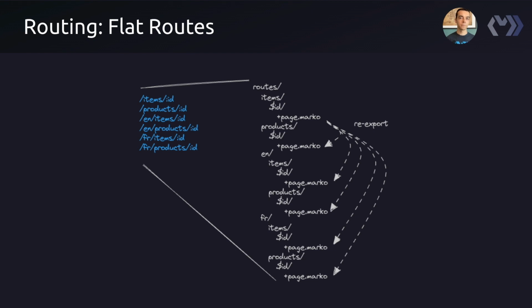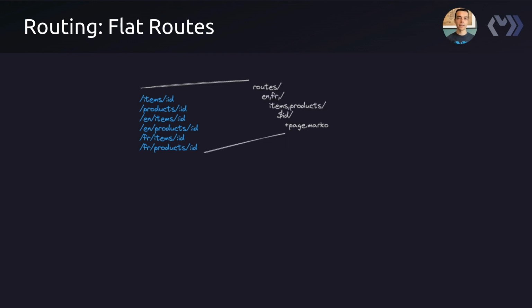One way flat routes help simplify this is by allowing alternate segments without requiring alternate folders. You can see here now that we've got a single folder which will match either items or products by just adding a comma between the two possibilities. Having a trailing comma at the end of the segment also marks it as optional. With the folder named en, fr, we can see just that. It will match en or fr or nothing, before going to the next nested folder and continuing the match.